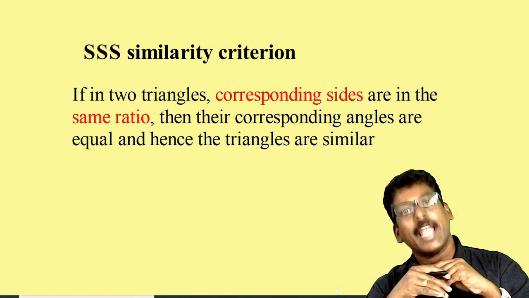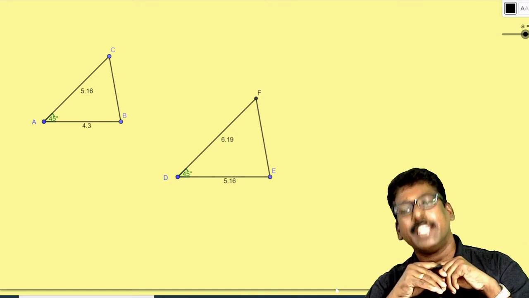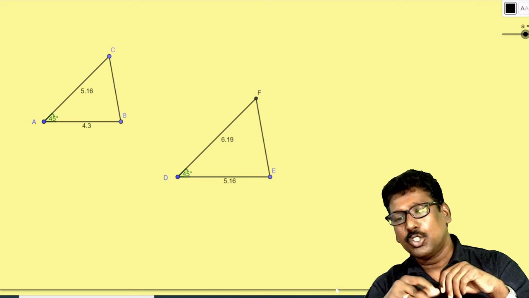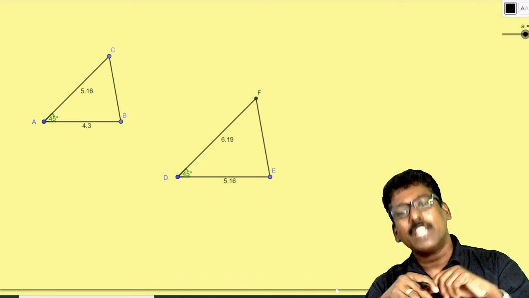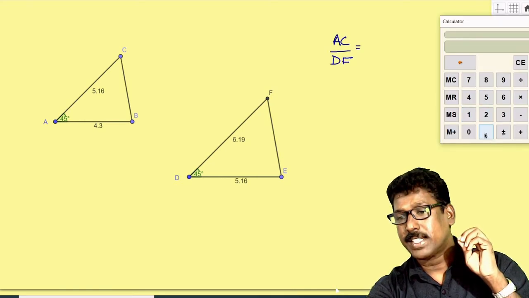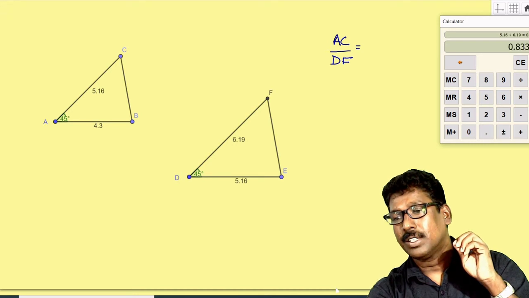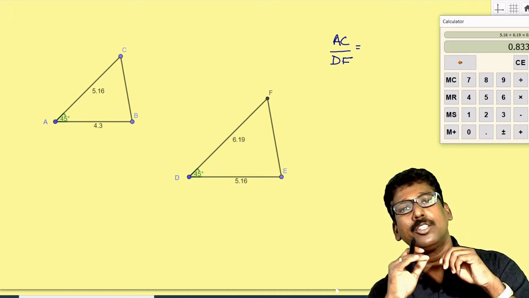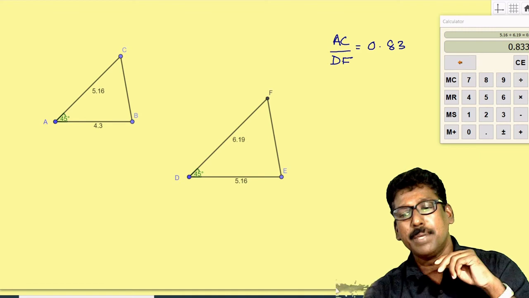Now let me consider another case. Here you have triangle ABC and triangle DEF. Now, the measurements of two corresponding sides are given and one included angle is also given. Now, let us find out the ratio of those corresponding sides. AC is 5.16 divided by DF, which is 6.19. You will get it as 0.833, or corrected to two places of decimal, 0.83.